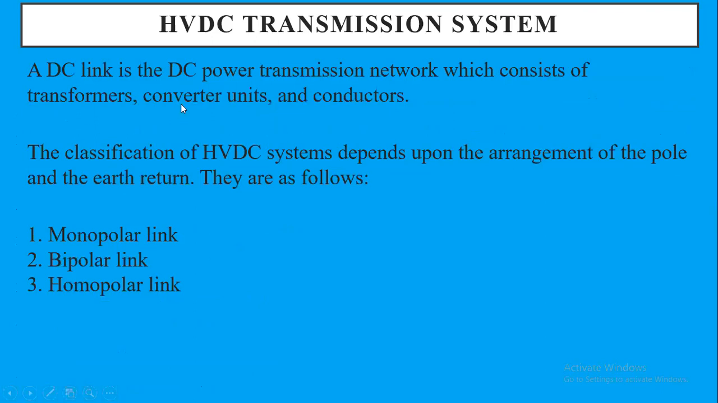A DC link is the DC power transmission network which consists of transformers, converters, converter units, and conductors. The classification of the HVDC system depends upon the arrangement of the pole and the earth return. They are as follows: monopolar link, bipolar link, and homopolar link. These are the three types of links in HVDC transmission system arrangements.